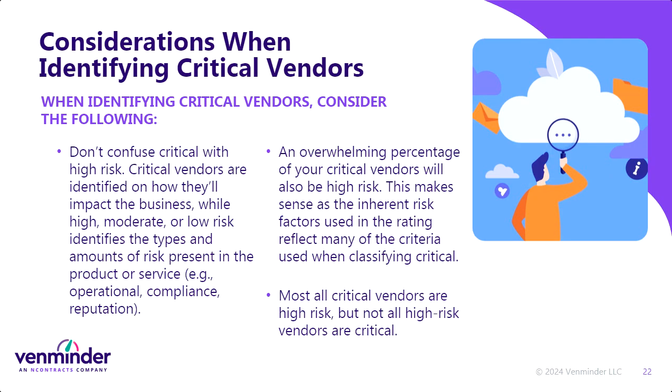So as you're going through your process of identifying critical vendors, it's important to keep these three things in mind. First, don't confuse critical with high risk. And I know I've mentioned this several times already, but I really just want everyone to remember that critical vendors are those that have a significant impact on your business and could prevent your organization from operating. And high-risk vendors are those that have high levels of risk in their product or service, but don't necessarily prevent your organization from functioning. Second, many of your critical vendors will also be high risk.